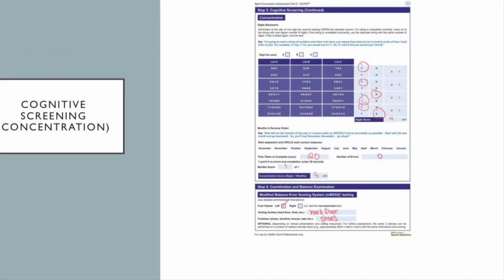I remember. In the cognitive screening testing concentration, the practitioner will administer it at the rate of 1 digit per second, reading down the selected column. If a string is completed correctly, they will move on to the string with the next higher number of digits. If the string is completed incorrectly, they will use the alternate string with the same number of digits. If it is failed again, they will end the test. The practitioner will then move on to the test of months in reverse order.